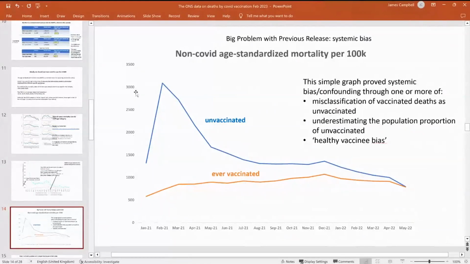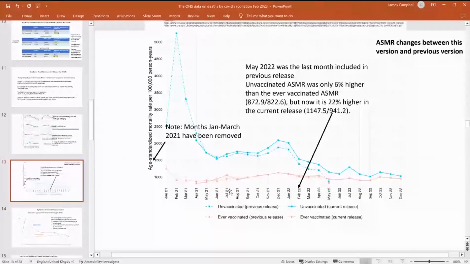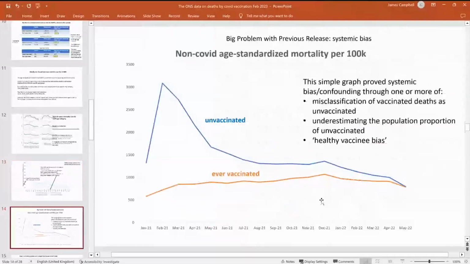Why on earth should the unvaccinated be dying of non-COVID reasons? And the other thing is, the ever-vaccinated non-COVID mortality rate is lower than the historical mortality rates pre-COVID. So what this is saying, apparently, in their data, is that the vaccination has some miracle death-preventing powers for non-COVID illness, stopping people dying, whereas it's causing people who are unvaccinated to die of things other than COVID. And because of that peak at the beginning, it's causing them to die at the very time when the vaccine rolled out. So when you roll out the vaccine, all the unvaccinated suddenly drop dead. Of non-COVID.